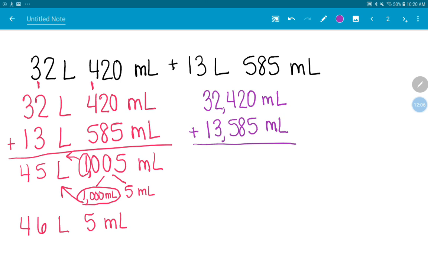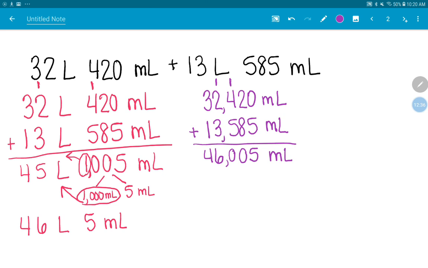Okay. So if we add those together, 0 plus 5 is 5. 2 plus 8 is 10. Regroup the 1. 1 plus 4 plus 5 is 10. Regroup the 1. 1 plus 2 plus 3 is 6. And 3 plus 1 is 4. So that's 46,005 milliliters. Did anybody solve a different way than one of those two?